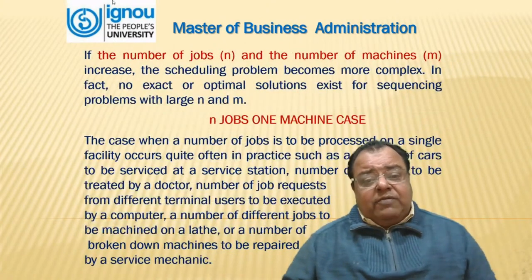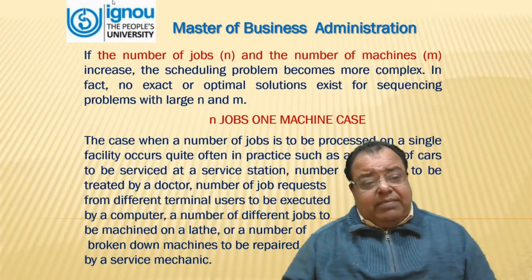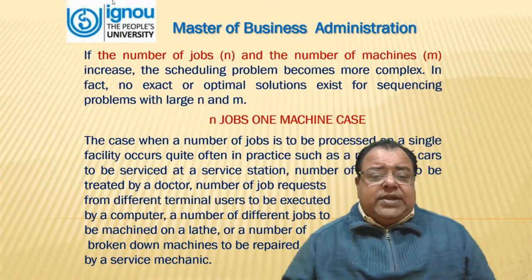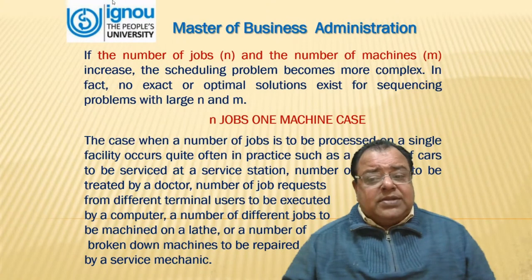If the number of jobs N and the number of machines M increases, the scheduling problem becomes more complex. In fact, no exact or optimum solution exists for sequencing problems with large N and M.